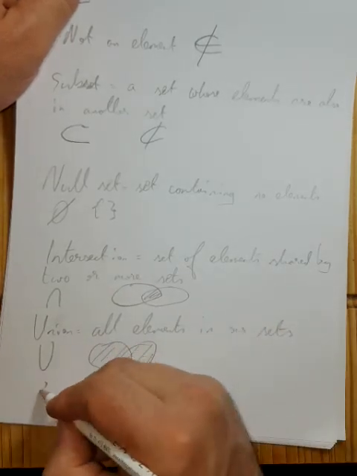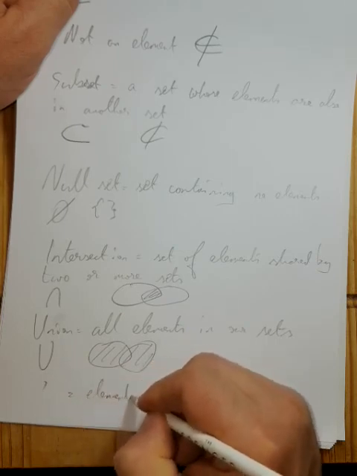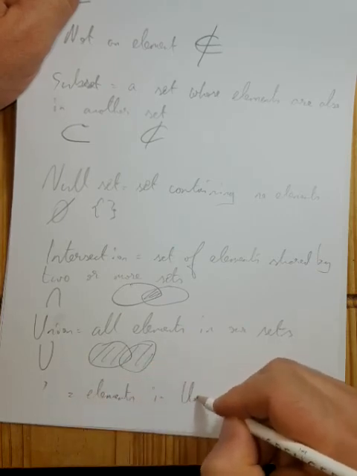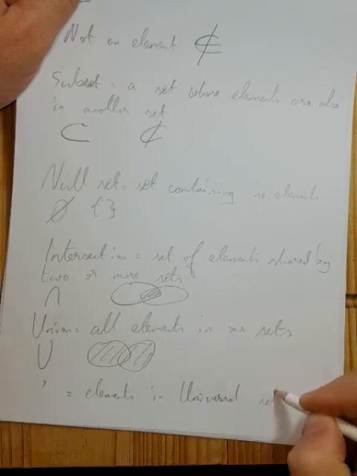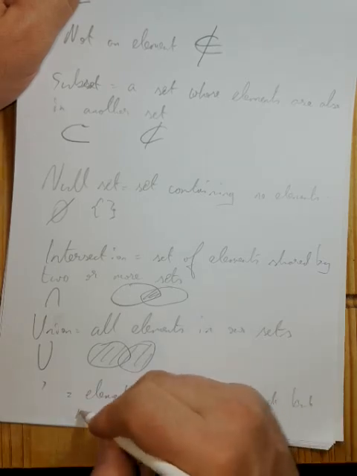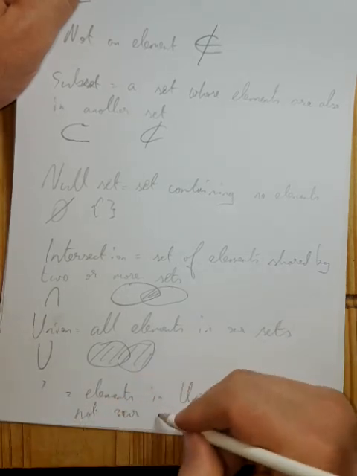And then you had complement, which was the little tick, which is the elements in the universal set but not in our other named set.